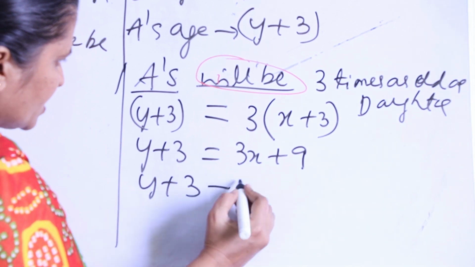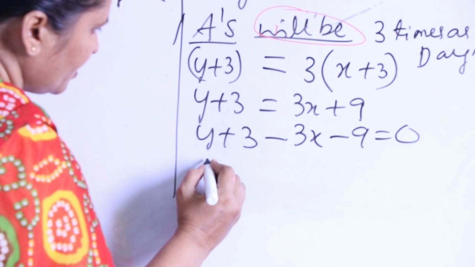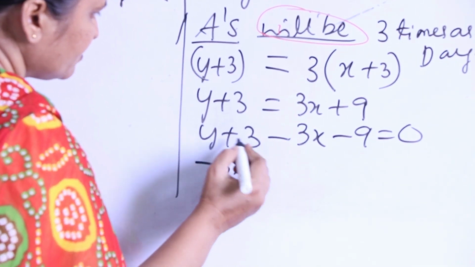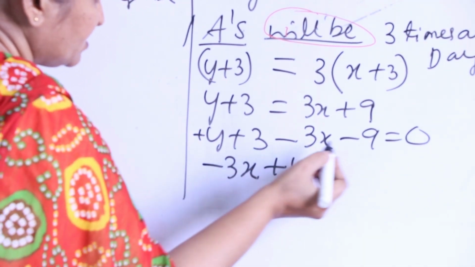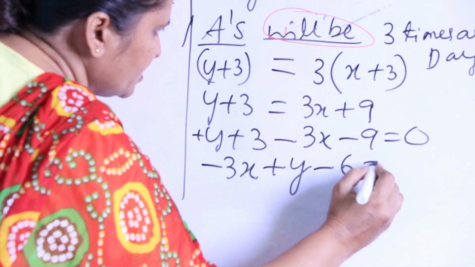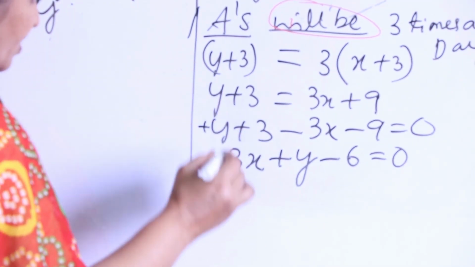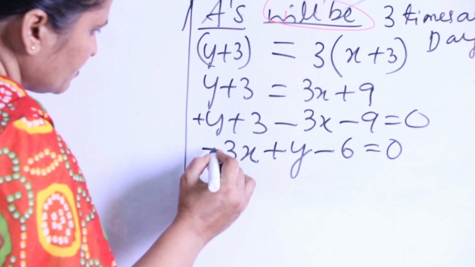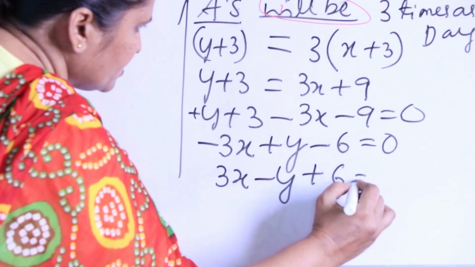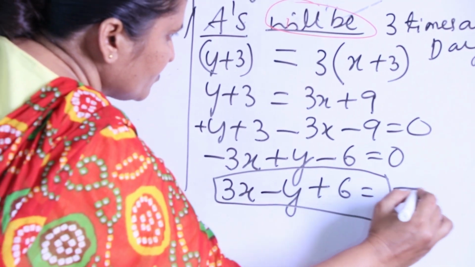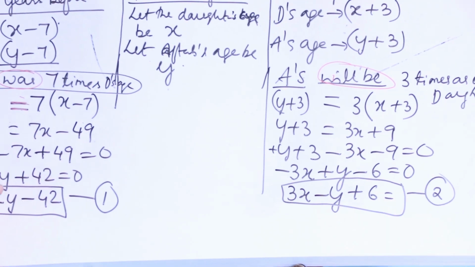Transpose one by one: plus 3x will become minus 3x, plus 9 will become minus 9. So what will it be? Minus 3x plus y plus 3 minus 9 minus 6 equals 0. Rewrite so that the first term is positive. 3x minus y plus 6 equals 0. What is this, children, now? Your equation 2. Equation 1, equation 2.